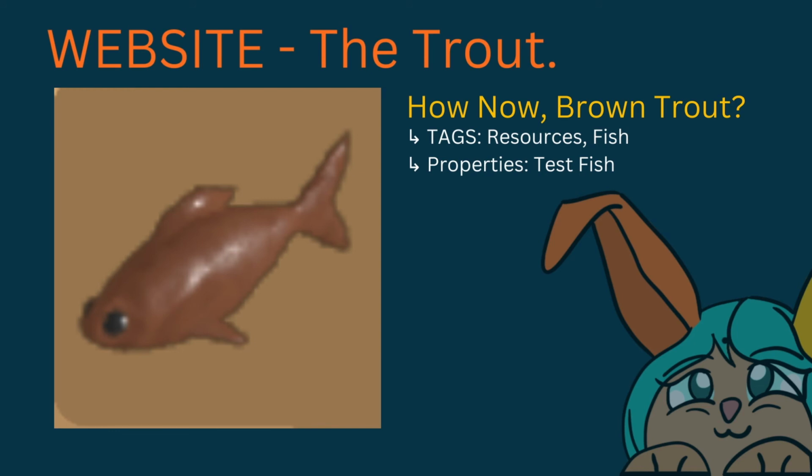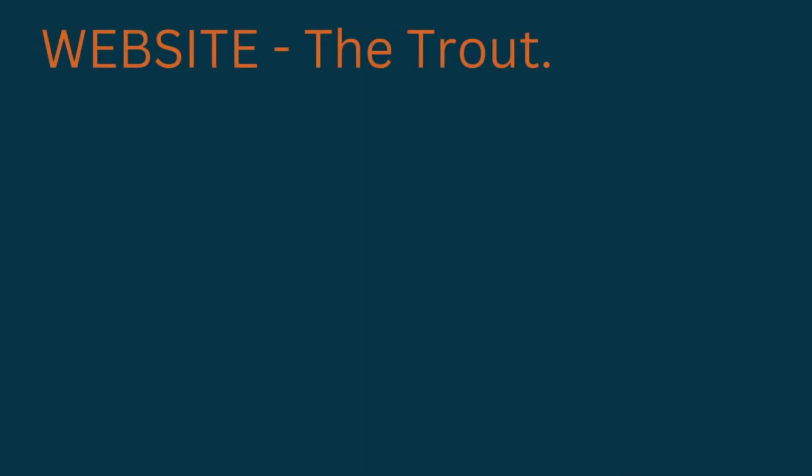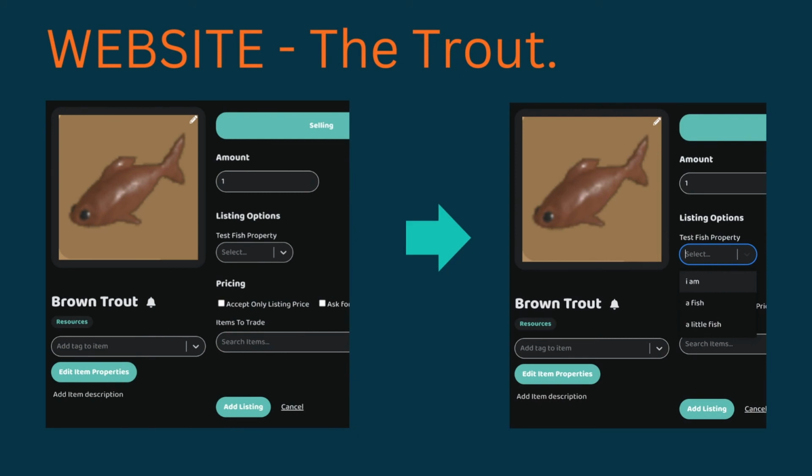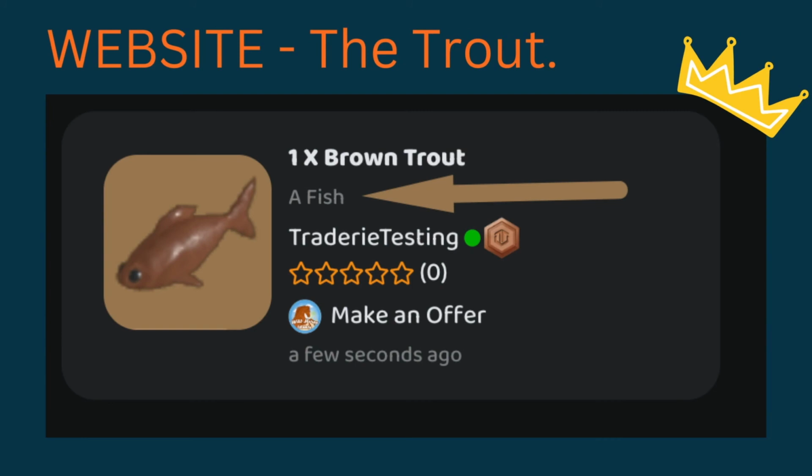After this, we'll then add the property test fish, which will provide a little drop down of options for our specific fish when listing it. As you can see here, I selected a fish for my brown trout's test fish property. Now it shows on my listing that it is, in fact, a fish. See, it shows up with a fish.